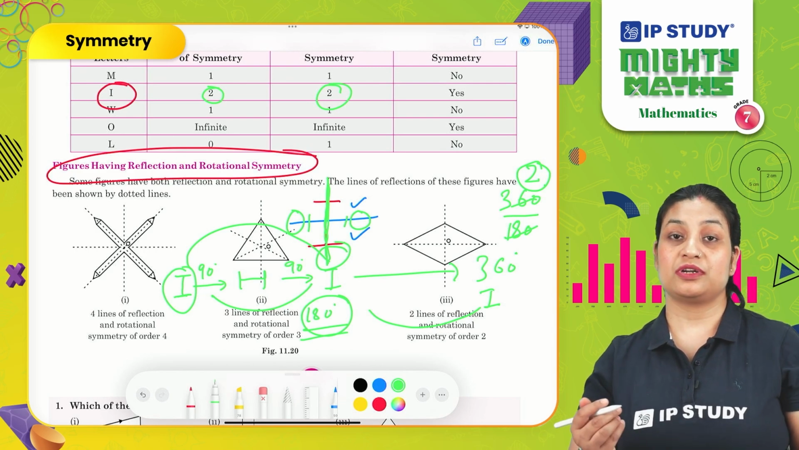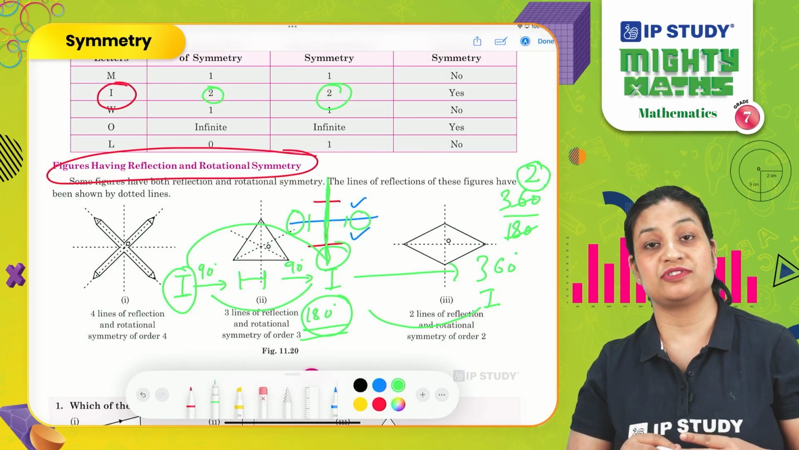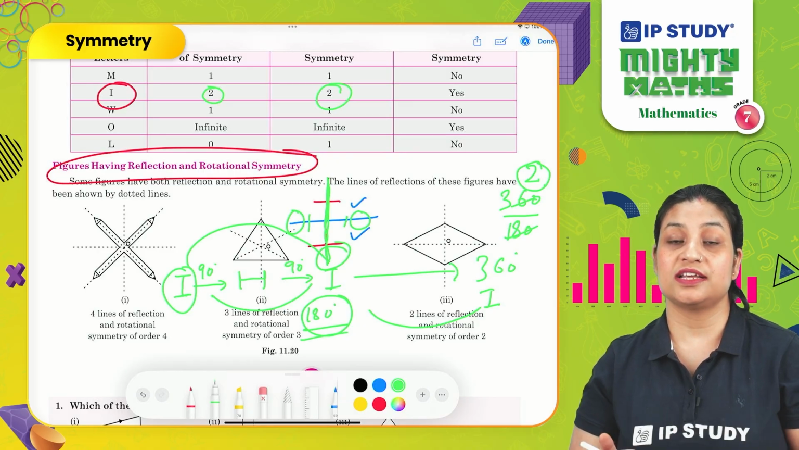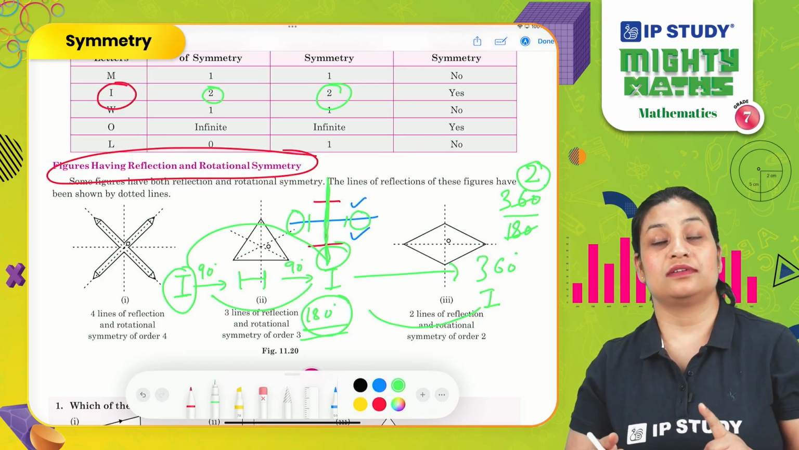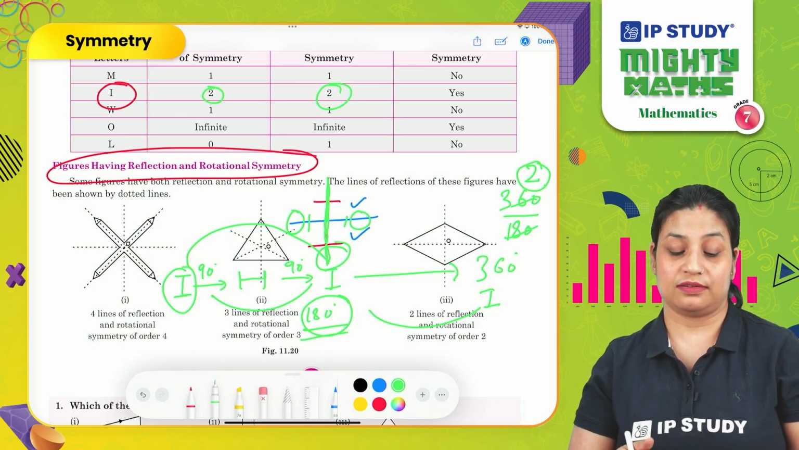So my question was, does I have rotational as well as reflection symmetry or has only one of them? So the answer is I has both. The alphabet I has rotational symmetry as well as reflection symmetry, right?